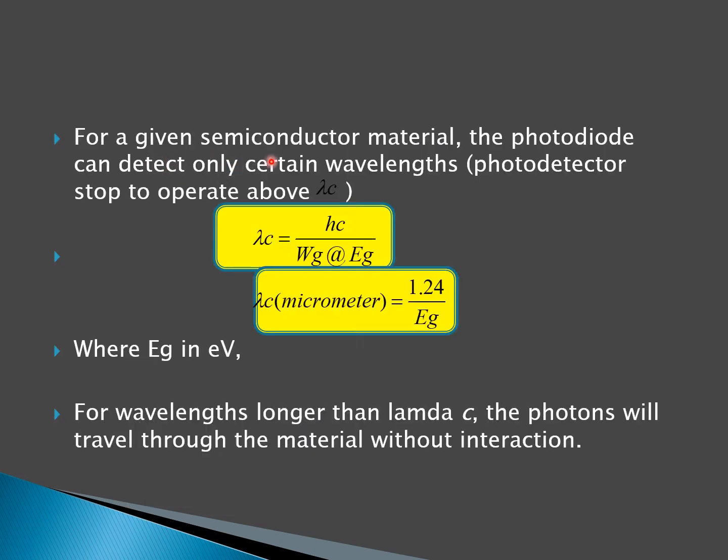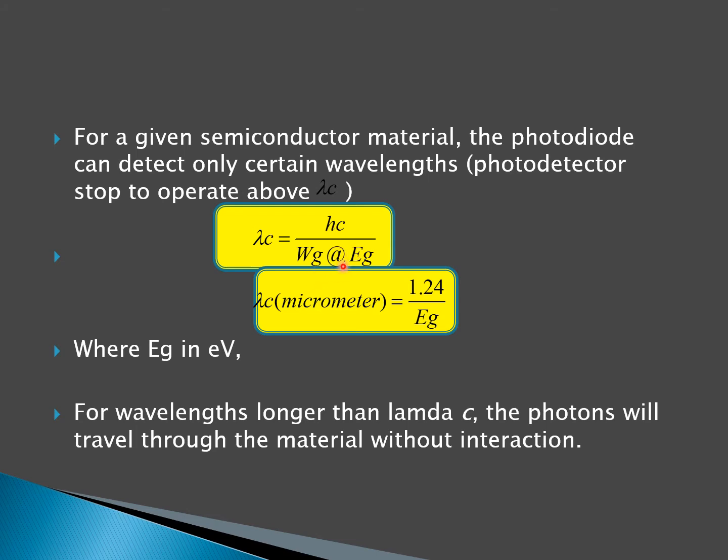For a given semiconductor material, the photodiode can detect only certain wavelengths. Basically, the photodiode will stop operating above lambda c. Usually the photodiode will operate at lambda c and below. Lambda c is equal to hc over Eg.